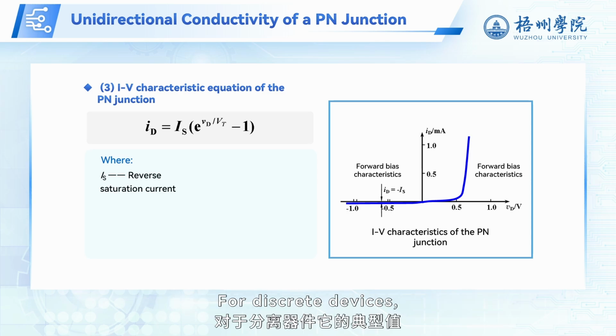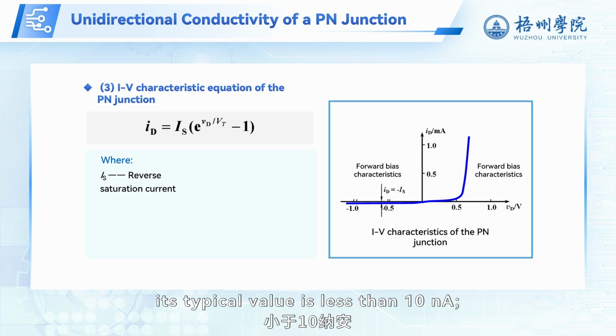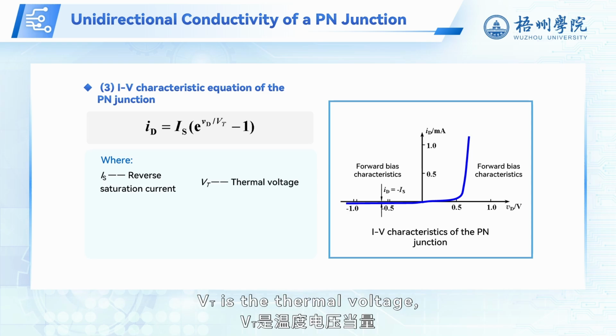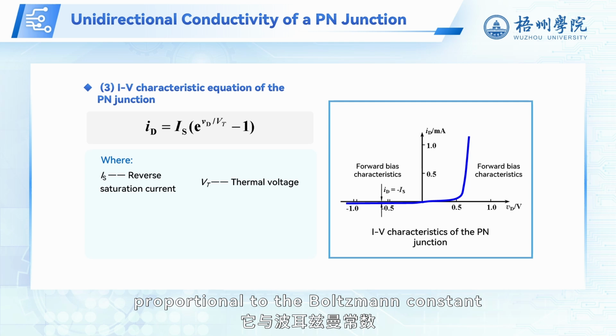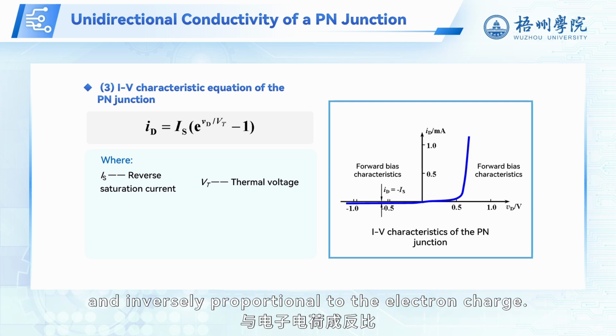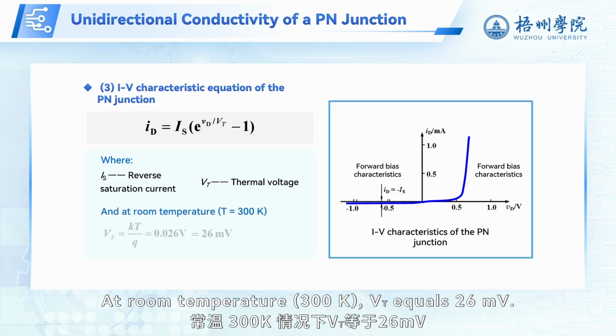For discrete devices, its typical value is less than 10 nanoamperes. For integrated circuits, the Is value is even smaller. Vt is the thermal voltage, proportional to the Boltzmann constant and absolute temperature, and inversely proportional to the electron charge. At room temperature, 300 Kelvin, Vt equals 26 millivolts.